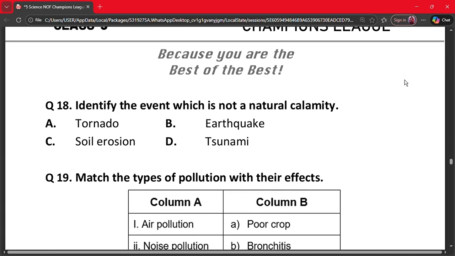Our next question is question number 18. Identify the event which is not a natural calamity. A. Tornado, B. Earthquake, C. Soil erosion, and D. Tsunami. The correct answer is option C. Soil erosion is a slow environmental process, not a sudden disaster like quakes or tsunamis.